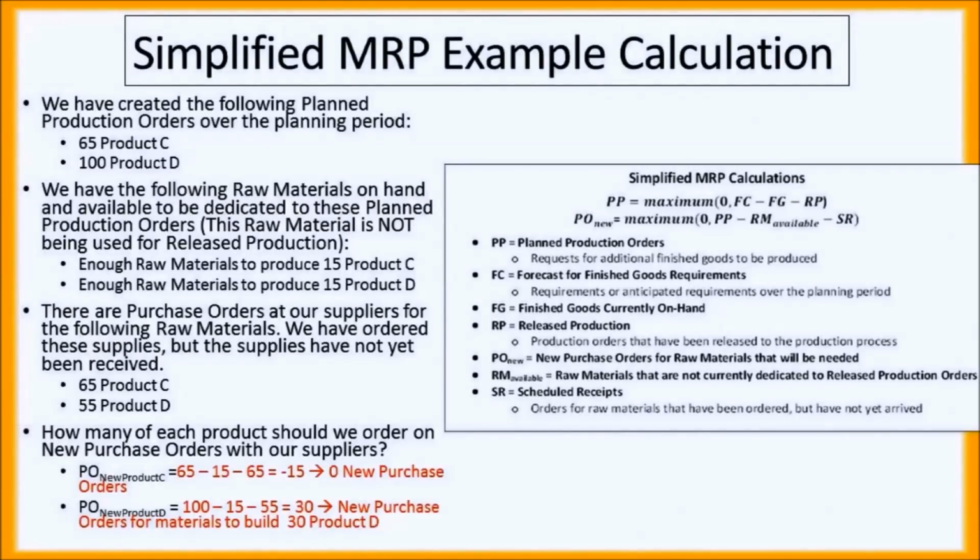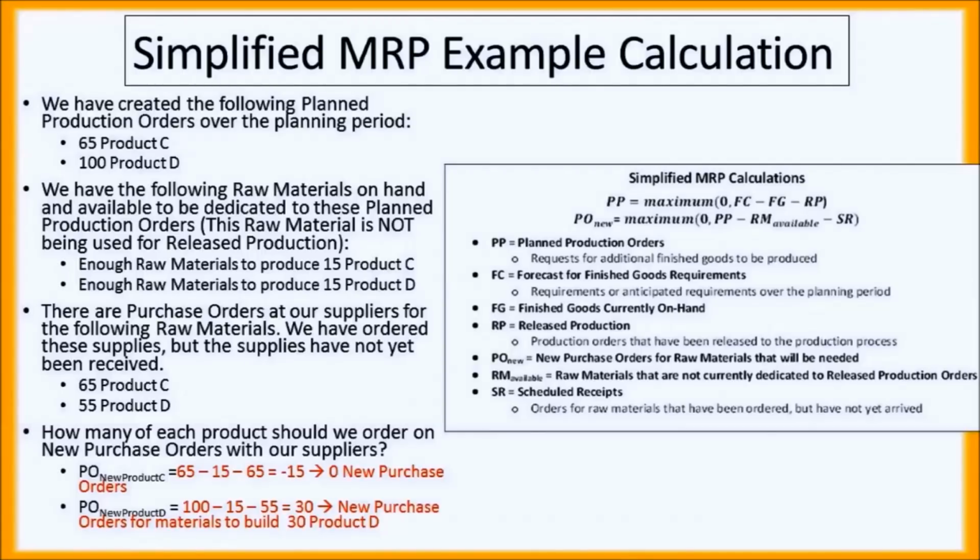So let's calculate this using the formula that is there in the box. The new purchase orders that we should place with suppliers will be the maximum of either 0 or this sum: the planned production orders that we currently have in place, and for product C, that's 65, minus the raw materials that we currently have available for product C, in that case it's 15, minus purchase orders that we already have with our suppliers that are on the way. We've ordered these and they are being delivered. They just haven't arrived yet, and that is for 65.